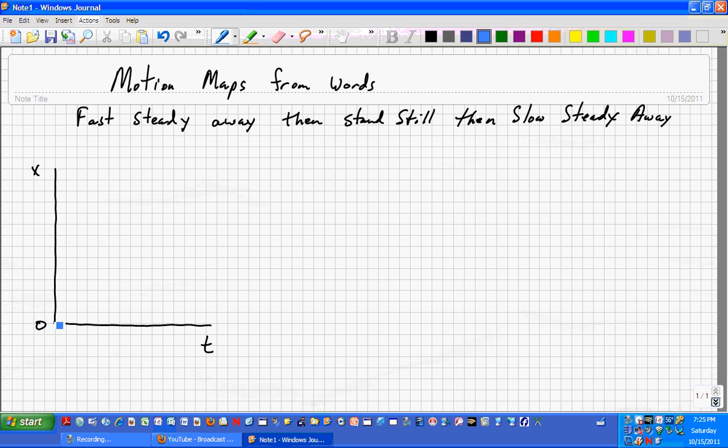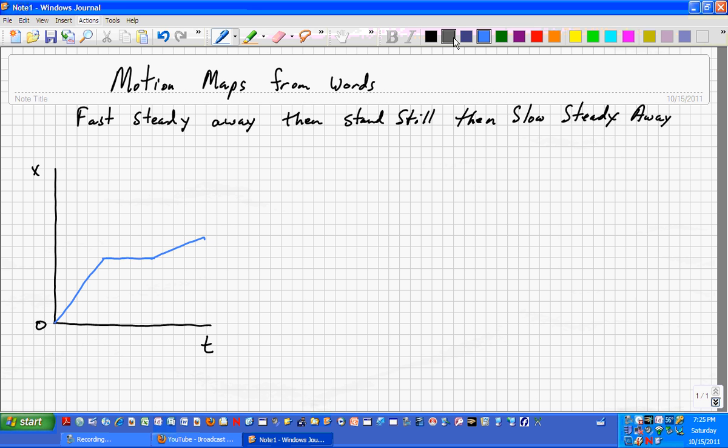So it's fast, steady, away, which means something with a fairly steep slope and away. Then standing still, that's going to be a horizontal line. And then I'm still moving away, but at a slow, steady speed, so that's going to be less steep than this. So maybe off like this. So here's my position time graph. There we go.